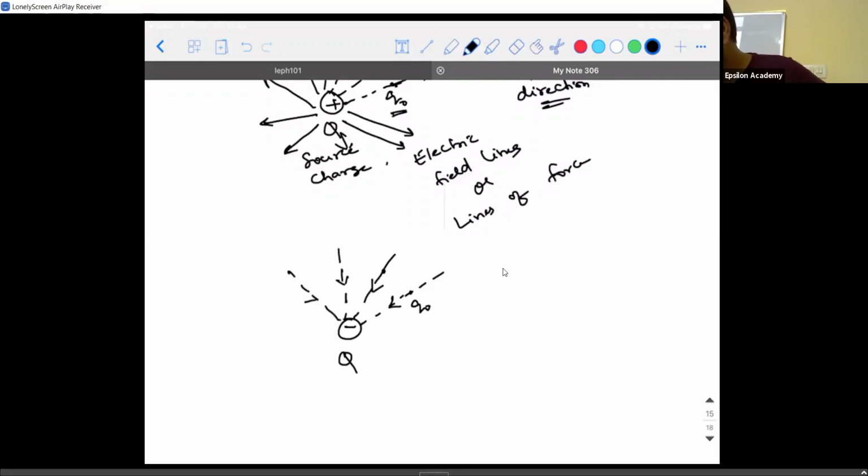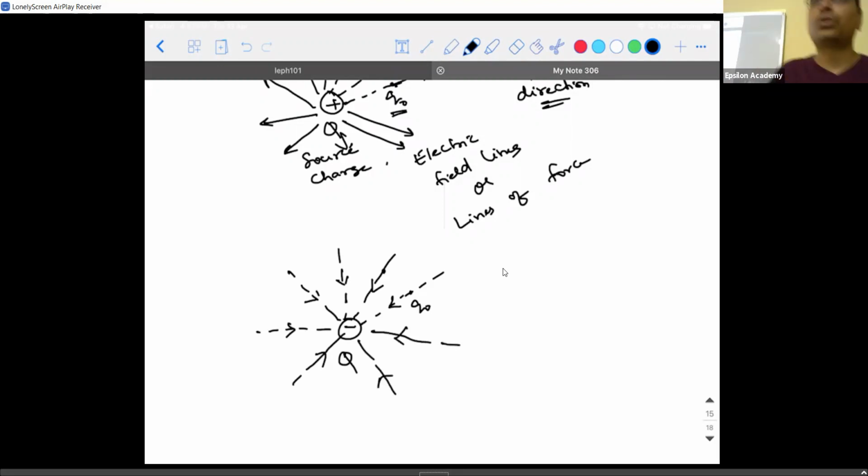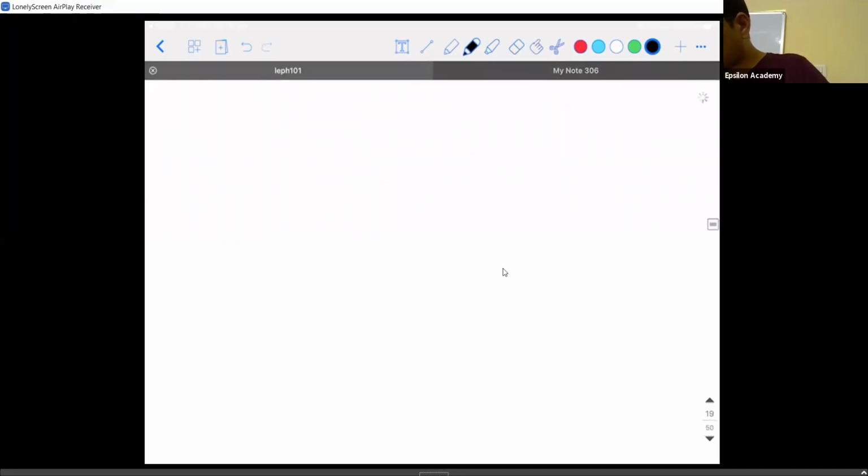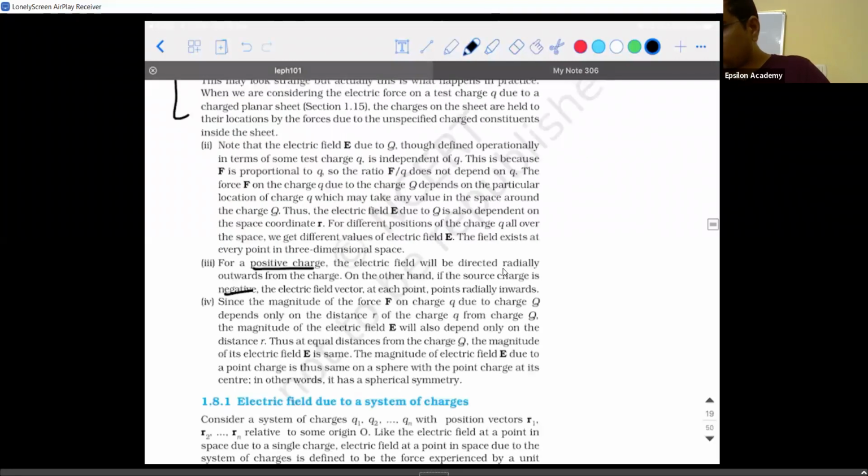These are all very minor points, but they are very important in all the other derivations. Again, these dotted lines are also called electric field lines or lines of force. I hope it is clear, guys. Okay, let me show this in your textbook. This is what they have given.